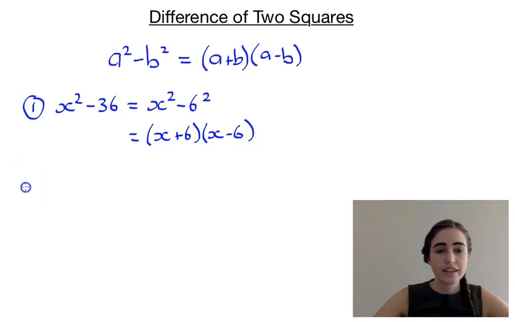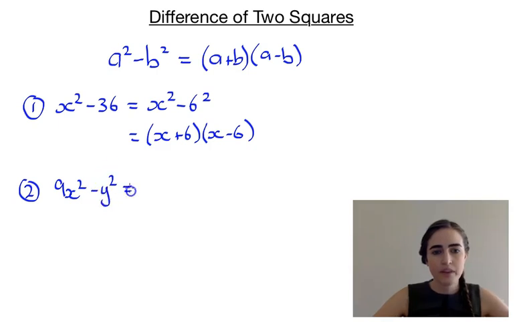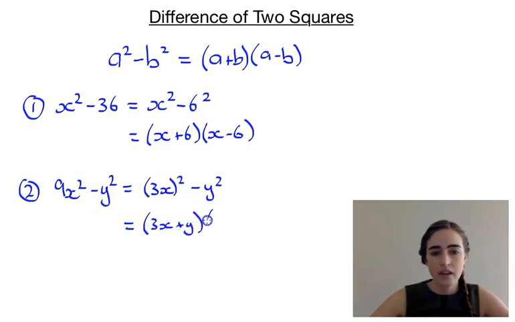If we have a look at a second example, if we have 9x squared minus y squared. So again, we can rewrite that, and that 9 is like 3 squared. So that whole term can be written as (3x) all squared minus y squared. So that means then when we factorise it, we're going to have (3x plus y)(3x minus y).